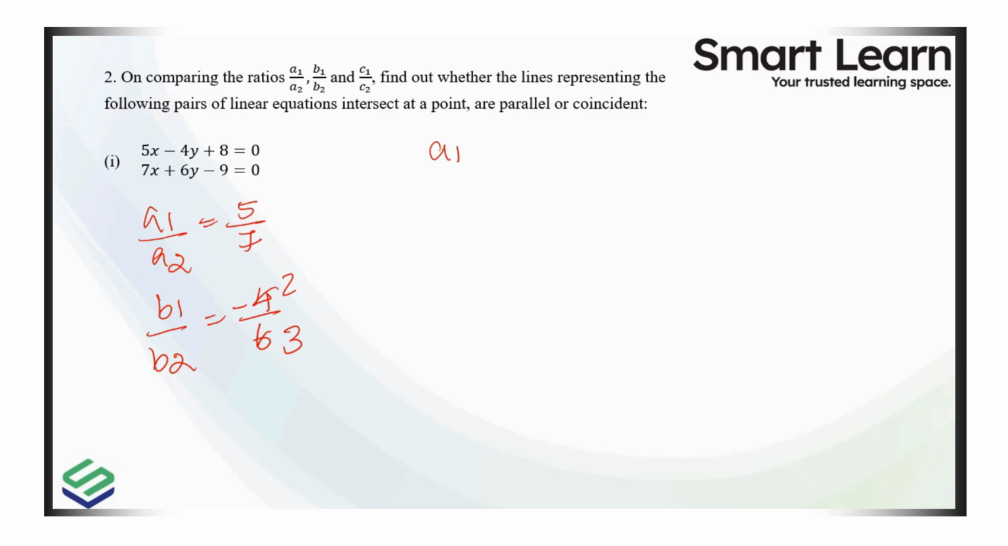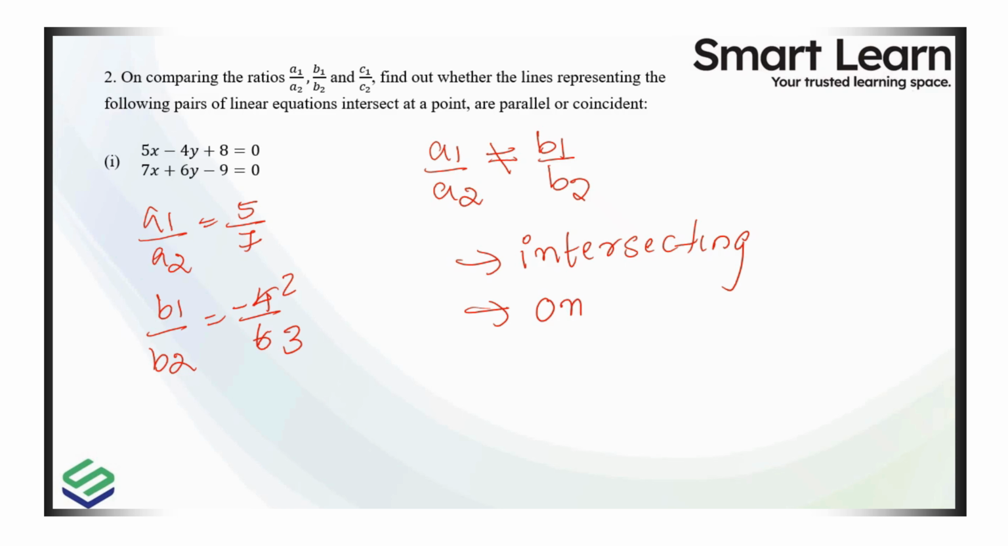From this what do you understand? a1 by a2 is not equal to b1 by b2. That means they intersect at a point, they are intersecting lines. Then they have only one solution, and they are consistent. I hope this is clear. By writing the coefficients, you will understand if the lines are intersecting, how many solutions they will have, and whether they are consistent or not.